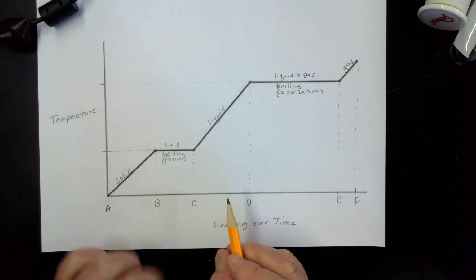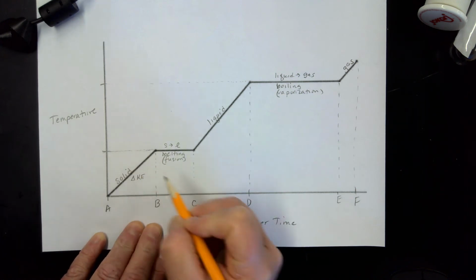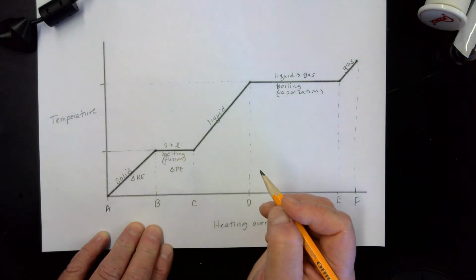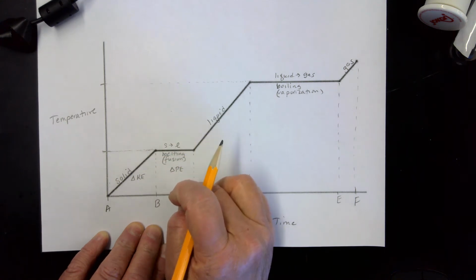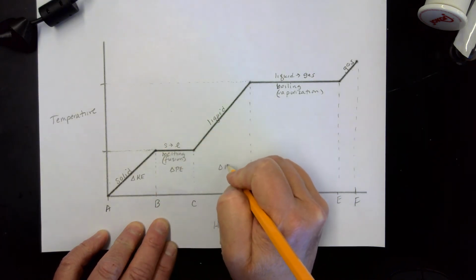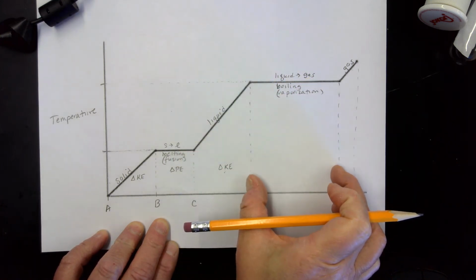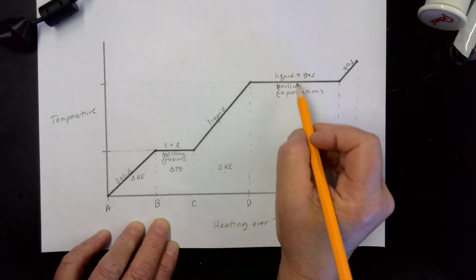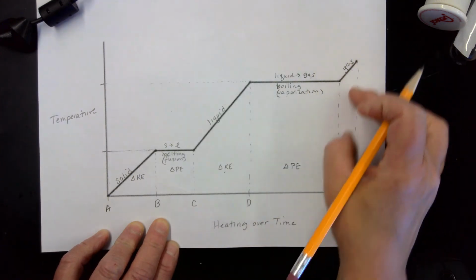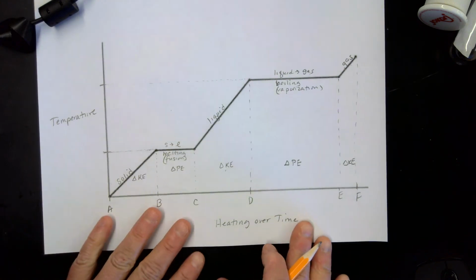We also know that in this section we have changing kinetic energy because the temperature is changing. In this segment, we know that we have changing potential energy. The temperature is not changing, but energy is still being added. So we know it's changing potential energy as the solid turns into a liquid. This next phase, where the temperature is changing again, that means kinetic energy is changing. In this segment, the temperature is not changing. All the energy is being put into turning the liquid into the gas. So that's a change in potential energy. And then the last segment here where the temperature changes again, that's a change in kinetic energy. Okay, so these are the things that we know so far.